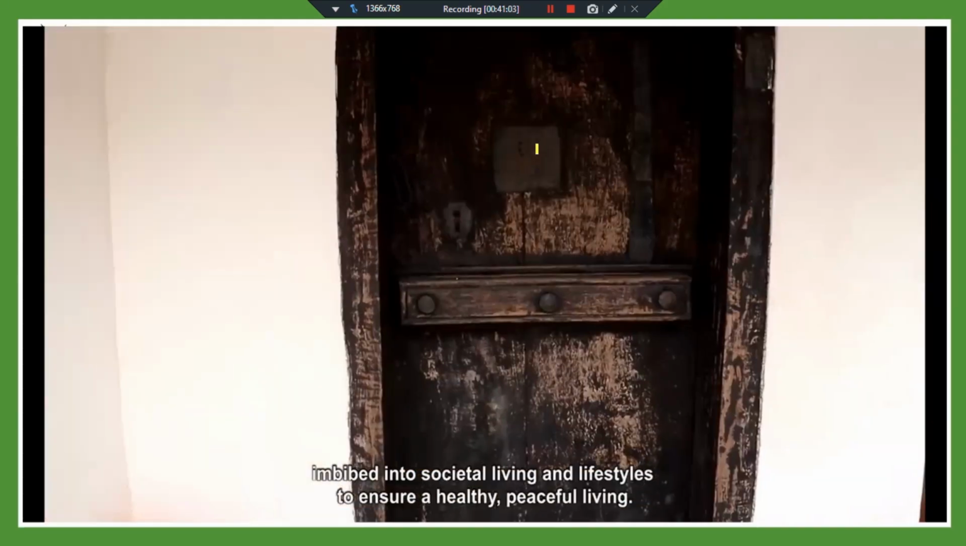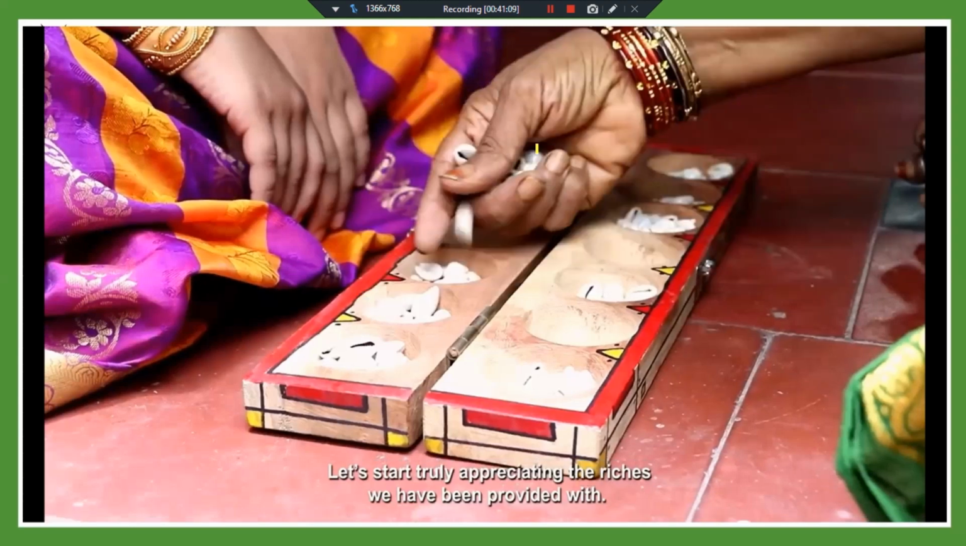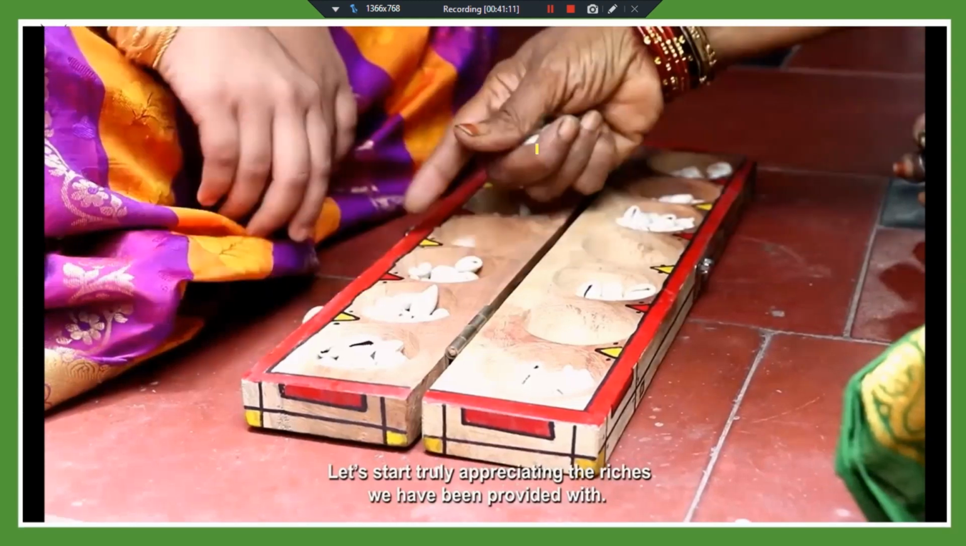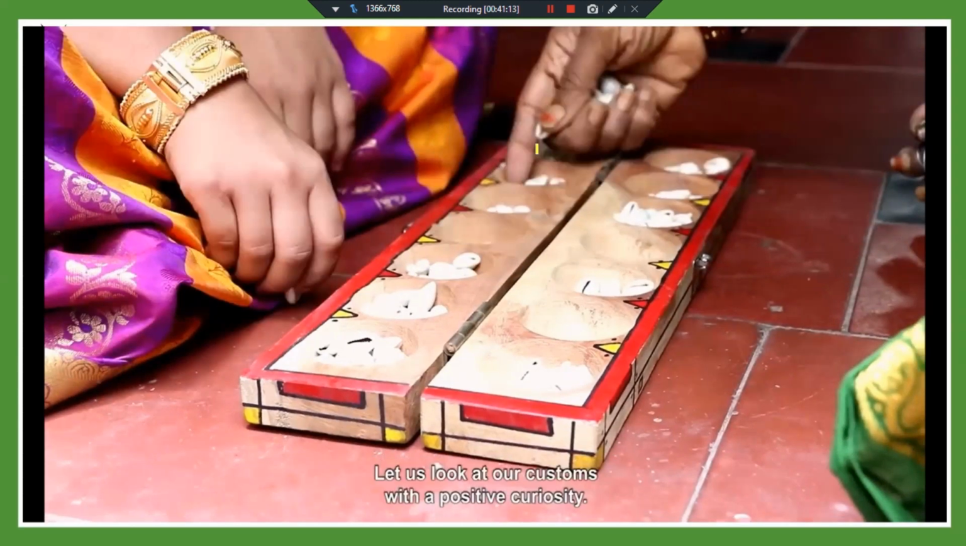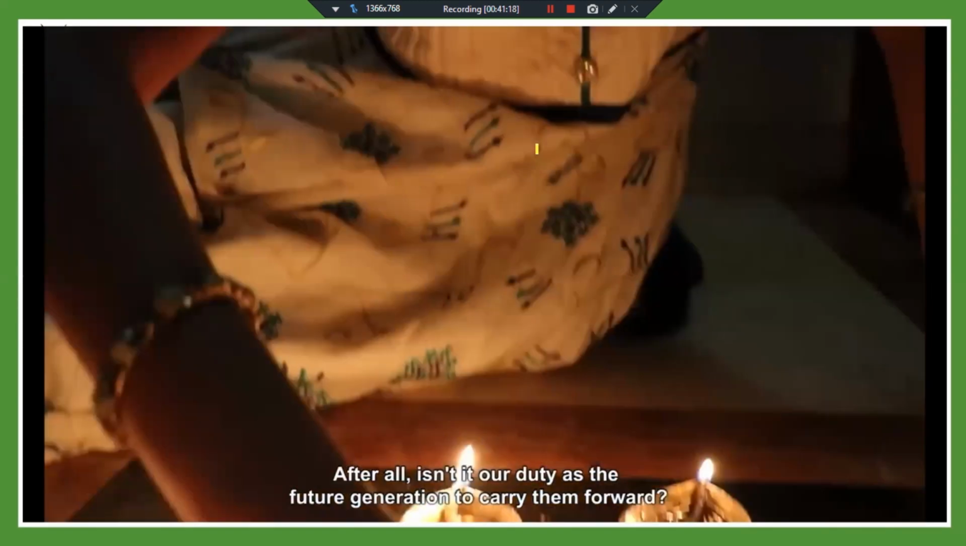So let's start looking deeper. Let's start truly appreciating the riches we have been provided with. Let us look at our customs with positive curiosity. After all, isn't it our duty as the future generation to carry them forward?